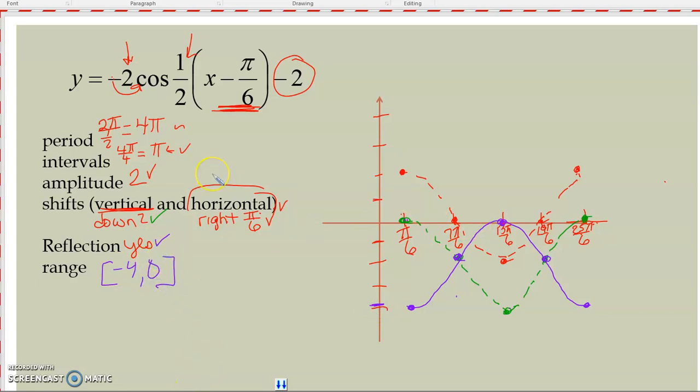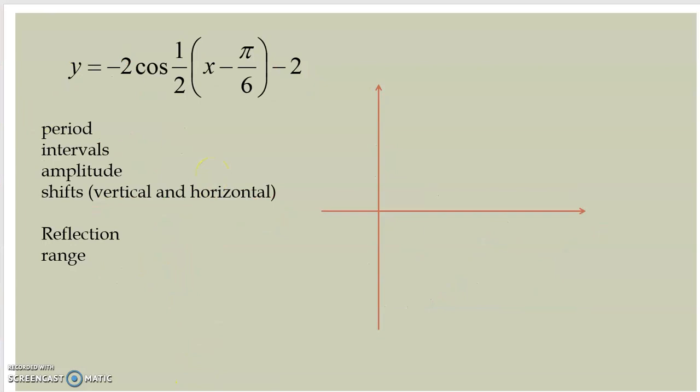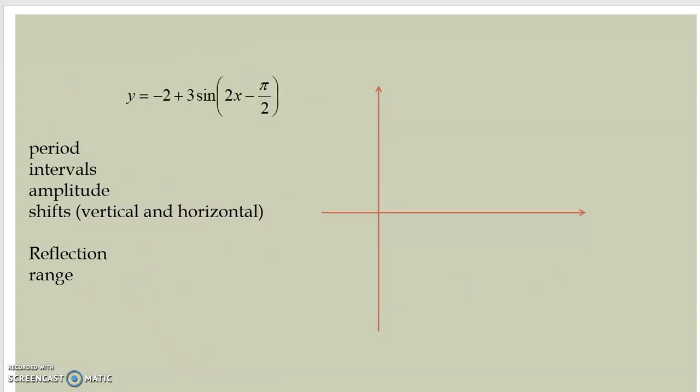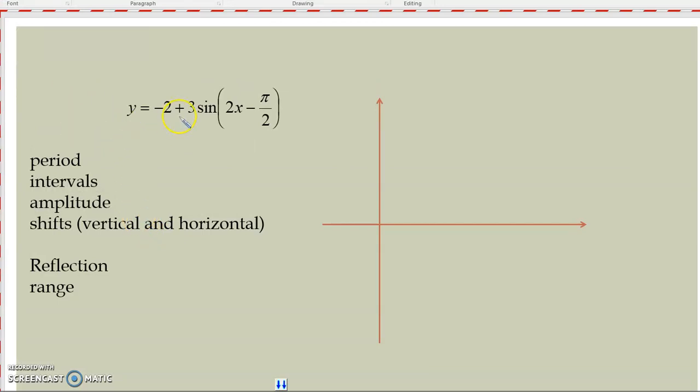Okay? All right, I don't know if I'm going to get another one in, but we're going to try it. We'll start it, and then if we run out of time, we will. All right, so let's look. Period is 2 pi with a C value of 2. So we have pi. We have an amplitude of 3. That makes our intervals pi over 4 since we have a new period. We have a vertical shift down 2.